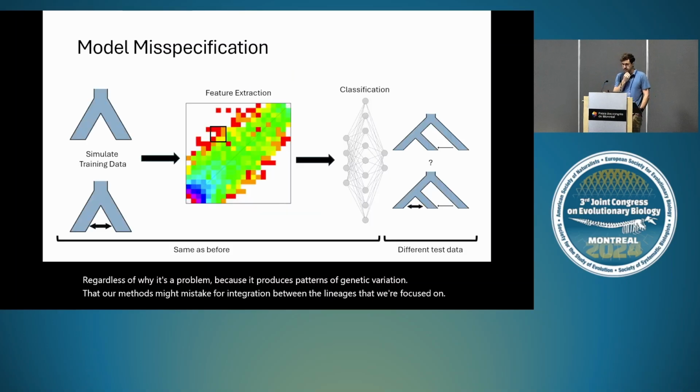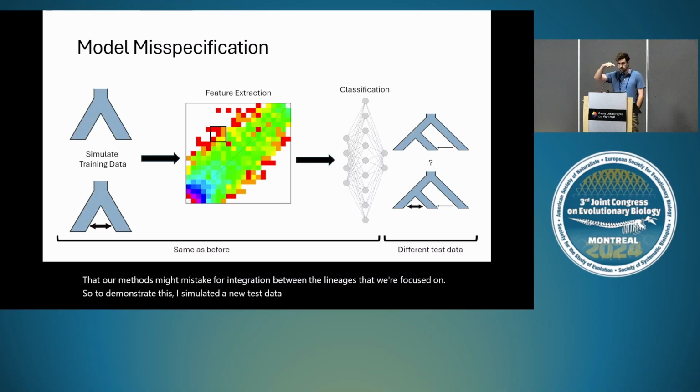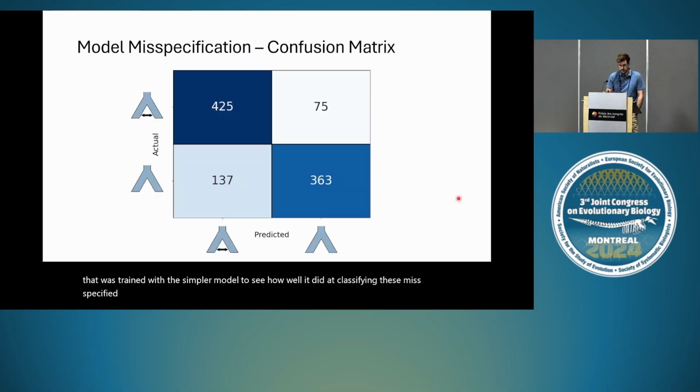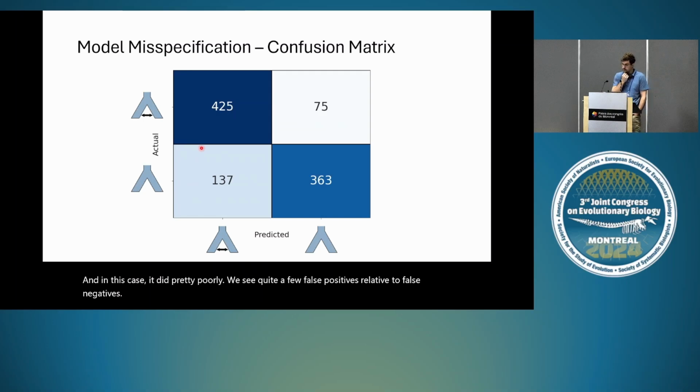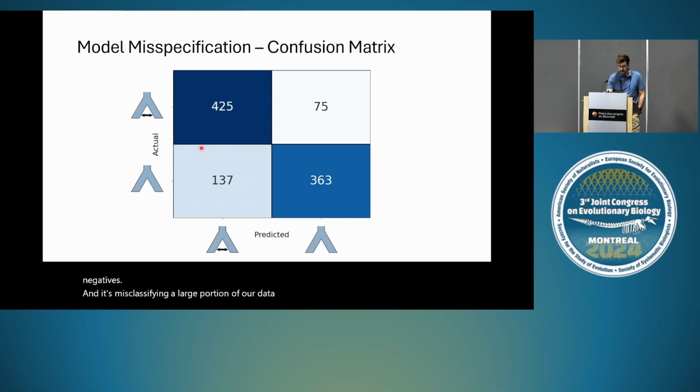To demonstrate this, I simulated a new test data set under a model very similar to the model that I used to train, except that one lineage received a pulse of introgression from a ghost lineage. I used these data to test the effectiveness of that previous network that was trained with the simpler model, to see how well it did at classifying these misspecified data. In this case, it did pretty poorly. We see quite a few false positives relative to false negatives, and it's misclassifying a large portion of our data sets that did not have introgression.